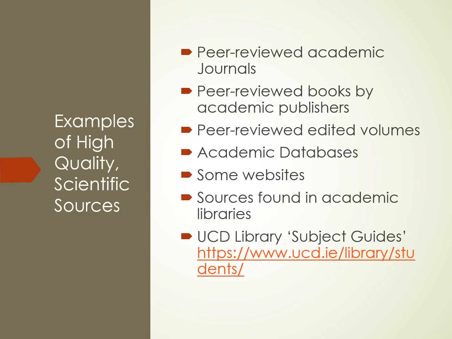So given that the quality of our sources is so central to the quality of our work, what are some examples of high quality scientific sources that we can use? Firstly, there are peer-reviewed academic journals, peer-reviewed books by academic publishers, peer-reviewed edited volumes, academic databases, websites, and generally speaking, sources found in academic libraries. Now, the kinds of sources that are considered high-quality scientific sources will differ slightly from discipline to discipline.